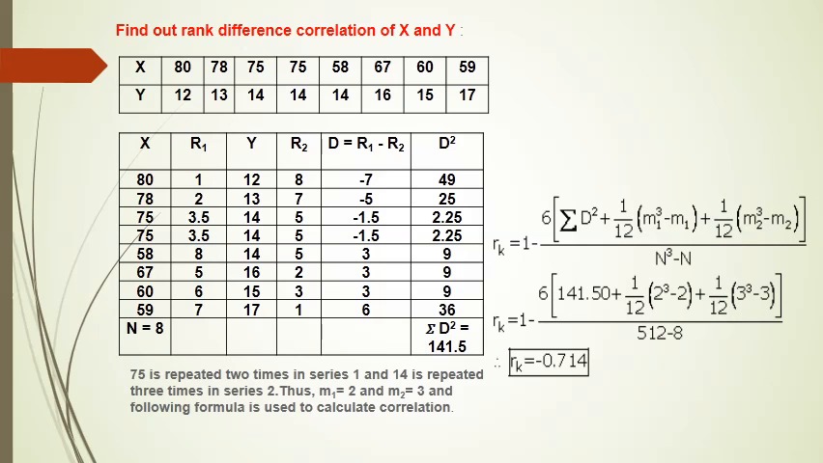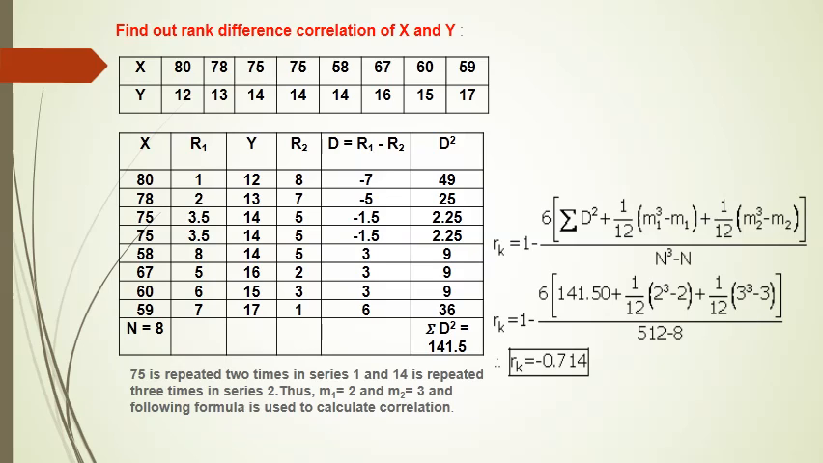Let's have one more question. Find out the rank correlation of x and y. Observations are given, not ranks, so we have to give the ranks. X values are there and y values are there, and n is equal to 8 observations. So x is 80, 78, 75, 75, 58, 67, 60 and 59.